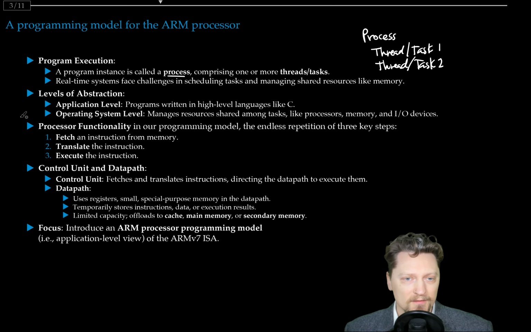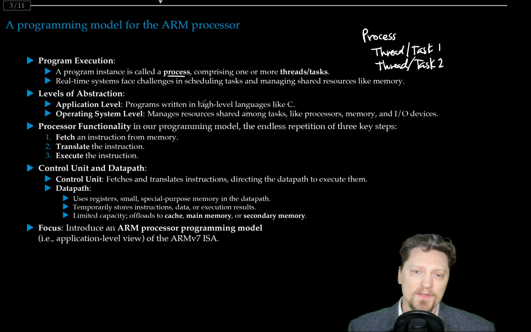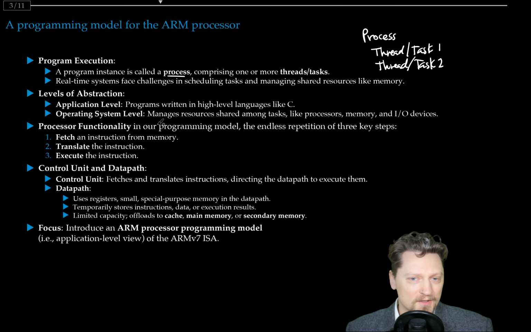Levels of abstraction. The application level is where programs written in high-level languages like C are living. And then there's the operating system level, which manages resources shared among tasks like processors, memory, and I/O devices. So if two different tasks want to use the same resource, like the same memory or the same peripheral device, the operating system has to arbitrate among those threads.